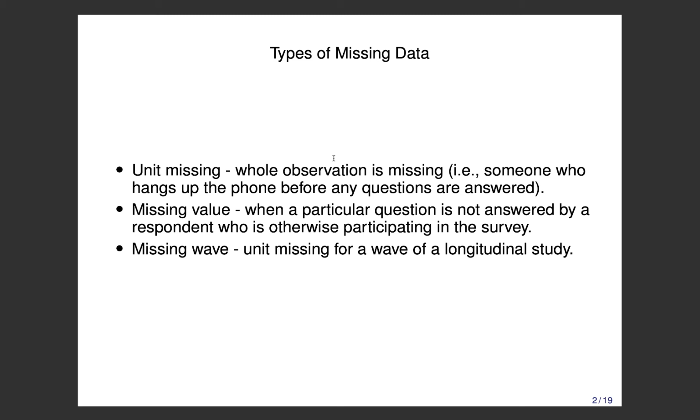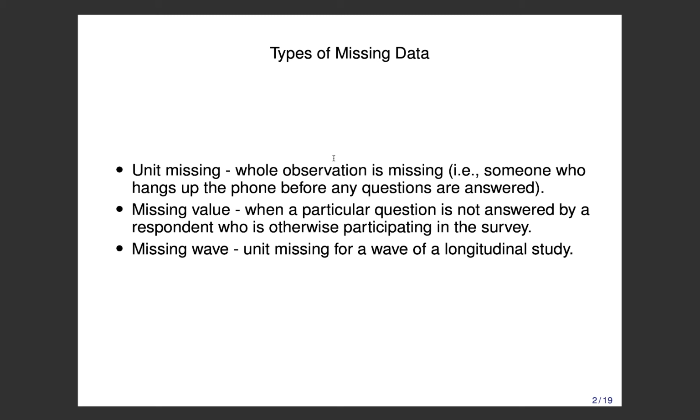One possibility is that we have what's called unit missing data, and this is where an observation is missing entirely, right? We call somebody and they either hang up or don't answer. In a purely simple random sample, that person would be one observation with all missing data. We also have when they have a missing value. So when a particular question isn't answered by a respondent, but that respondent is otherwise participating in the survey. So they answer most questions, but some they don't.